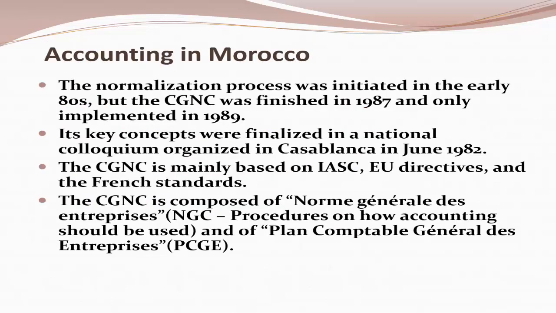Concerning accounting in Morocco, there is a normalization process that was initiated in the early 80s. The CGNC was finished in 1987, and it was only implemented in 1989, and its key concepts were finalized in a national colloquium organized in Casablanca in 1982. It is composed of la norme générale des entreprises and le plan comptable général des entreprises.